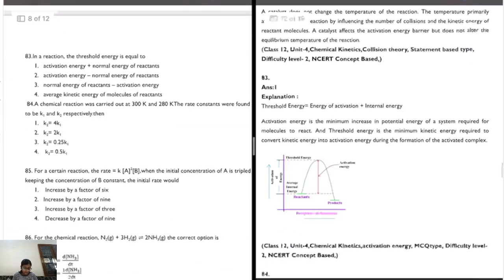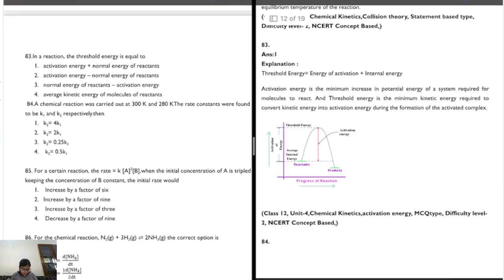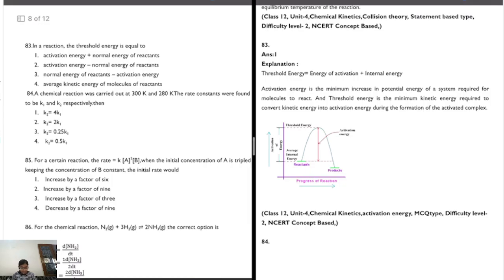In question number 83, we see that in a reaction the threshold energy is equal to... In all the options we can see activation energy is being used. So what is activation energy? Here you see the diagram. It is the activation energy. That is the minimum energy in potential energy of a system that is required for the molecules to react. If they do not have the activation energy, the molecules will not form an intermediate and won't form the products.